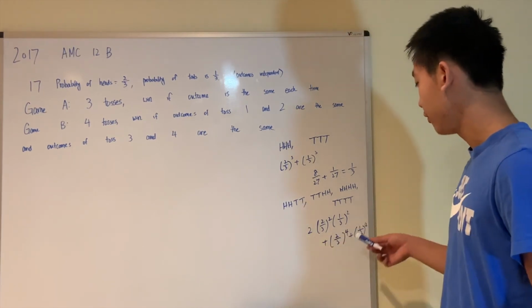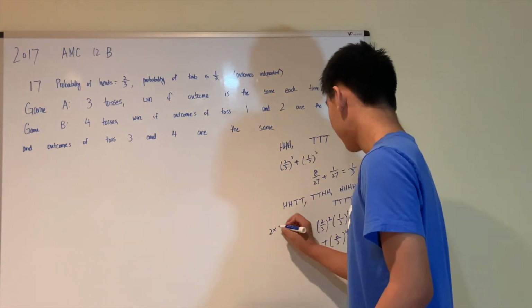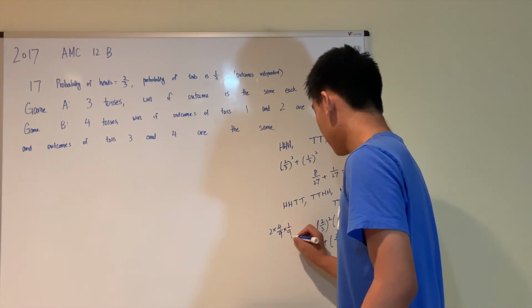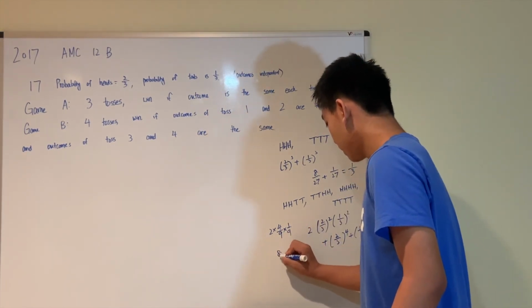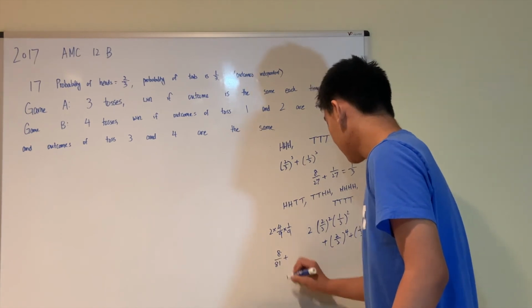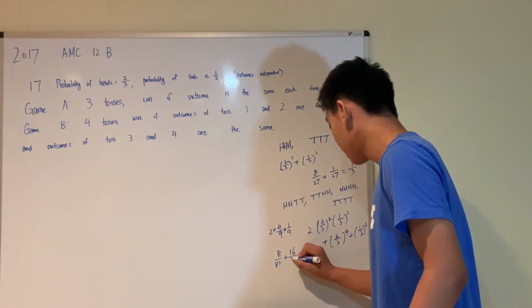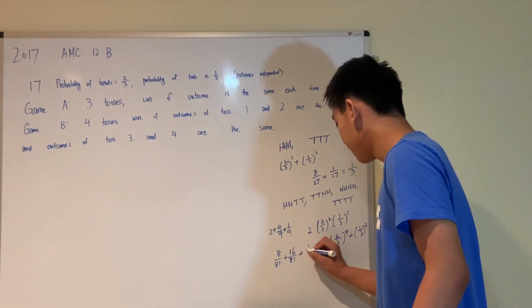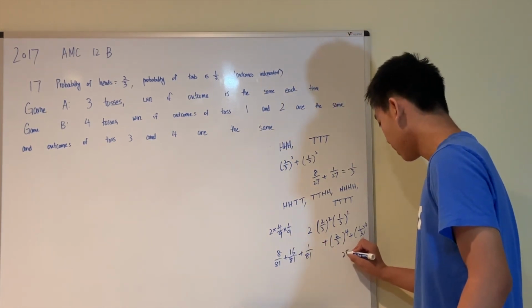So if we just solve this, we're going to have 2 times 4 over 9 times 1 over 9. So this is going to be 8 over 81, I think. 8 over 81 here. 2/3 to the fourth is going to be 16 over 81. And 1/3 to the fourth is going to be 1 over 81. So this is going to be 25 over 81.